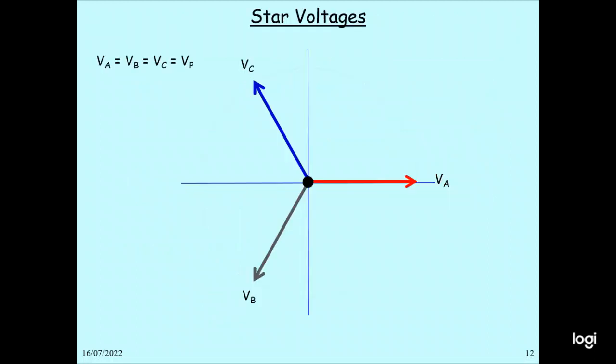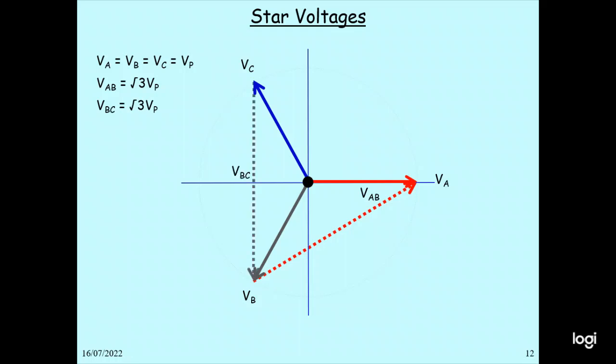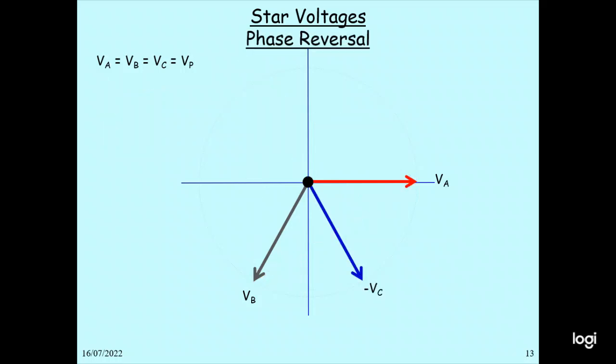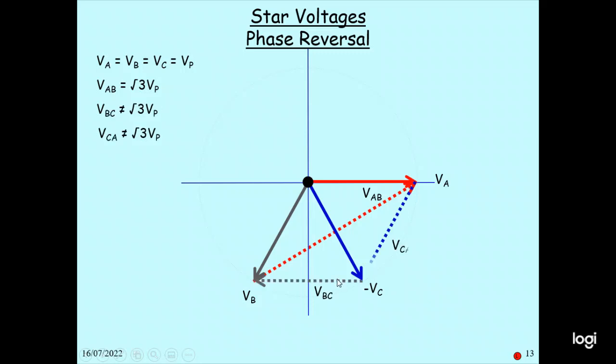Then for the star voltage, VA equals VB equals VC equals V phase. So VAB equals root 3 times VP, and VBC equals root 3 times VP. So VA equals VB equals VC equals VP. This is the star voltage, a phase voltage. In this case, VAB equals root 3 times VP. With a reversed phase, VAB is not equal to root 3 times VP.